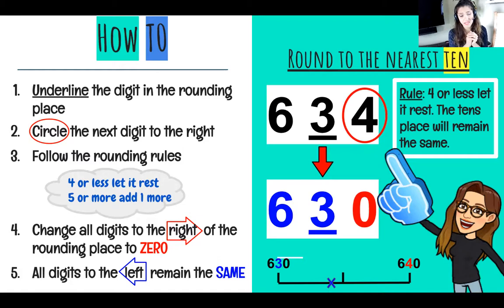So the 634 will be between 630 and 640. That's the nearest 10s. So it will either round to a 630 or a 640. You are welcome to use a number line for this as well. Looking on my number line, notice that the 634 falls before the half point line. Therefore, it is closer to 630.